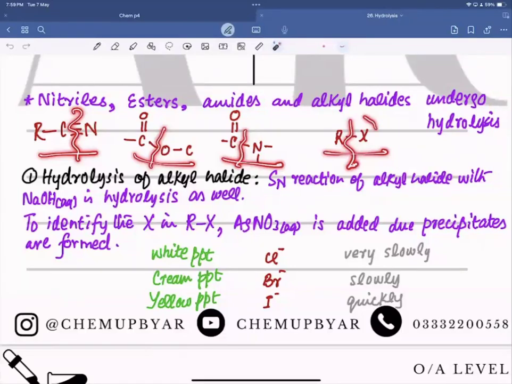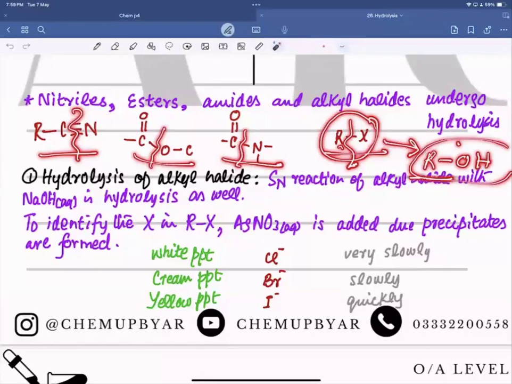Then, if I talk about this one, when this bond is broken, the organic part R gets bonded with the OH and we always get an alcohol when hydrolysis of an alkyl halide occurs. Is this clear to all of you?